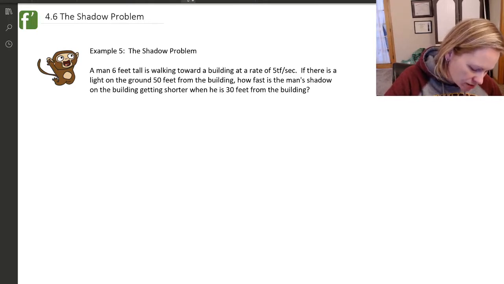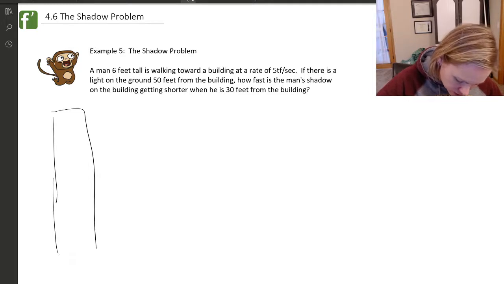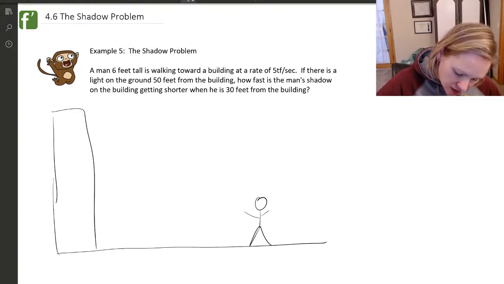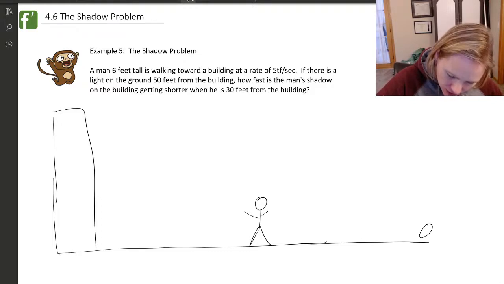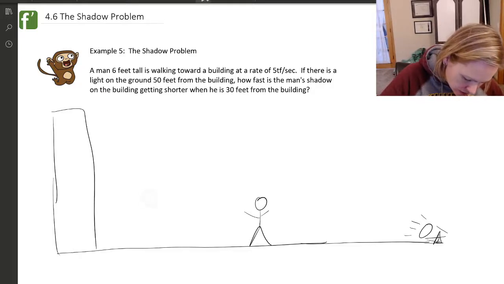We have a man 6 feet tall walking toward a building. So here's my building. It's a very disproportionate building. We're going to have a tall building and kind of this tallish man. And then it says he's walking towards, there's a light on the ground 50 feet. So we've got this light shining on him, this spotlight here on the ground. And it's shining this light and it's causing his shadow to appear on the building, right?